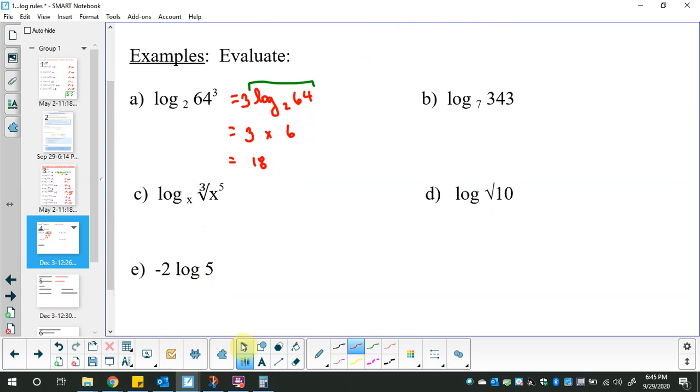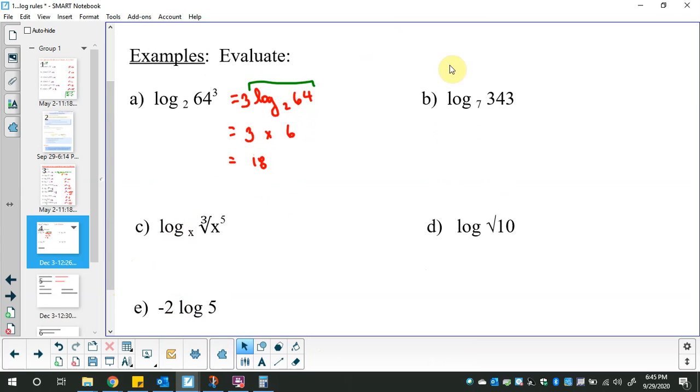So, let's see, I did make them movable. I'm just going to give myself a little bit of room, and we're going to look at this one. So, this question, evaluate. Hopefully you understand that you don't need the law of powers in this one because there is no power. In this one, there was a power. It was a power of 3. So this question is just asking you, how many 7's does it take to make 343?